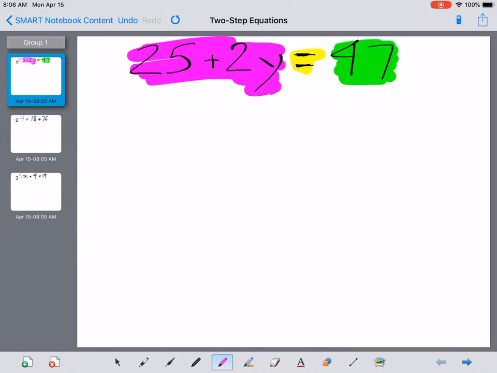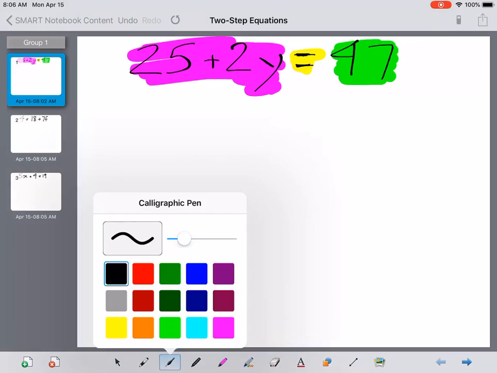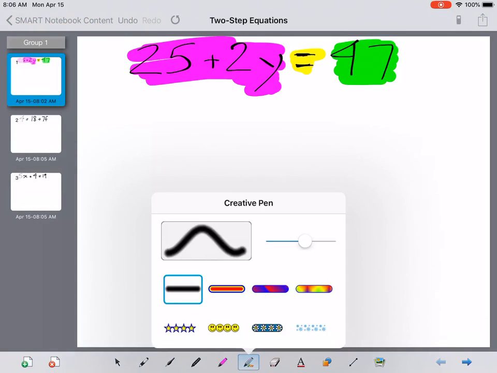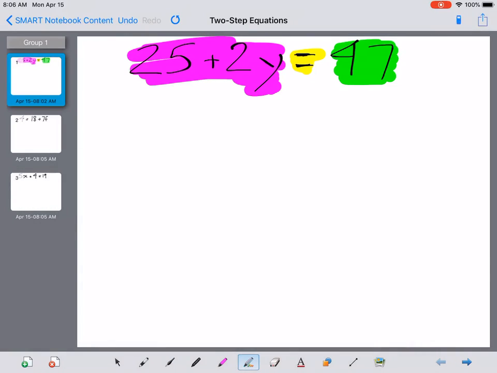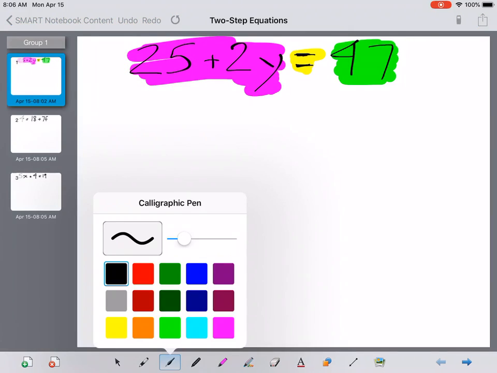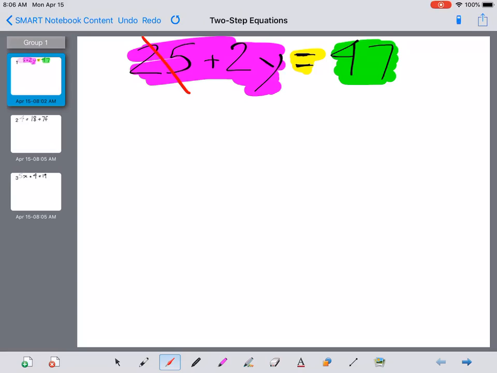Once we do that, I want you to focus in on the constant on that side, which in this case is 25. What we're going to do with that constant is eliminate it simply by subtracting it, in other words, taking the opposite sign of it. Right now, this 25 is a positive 25. So we're just going to eliminate it, subtract it out.